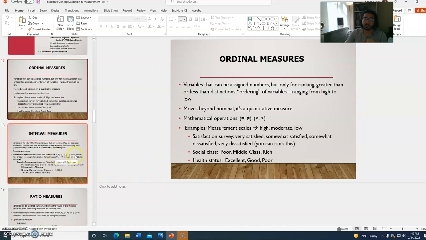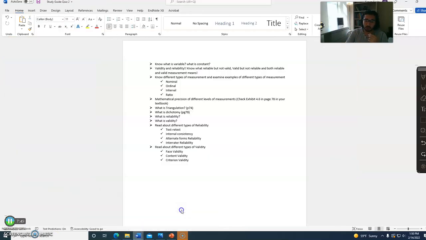And then we have interval and ratio. As we discussed, in interval we don't have a true zero. However, in ratio measurements, we have a true zero. What I want you to do is, as I mentioned, there is a section in your book that talks about the mathematical precision of different levels of measurement. It talks about which of these levels, nominal, ordinal, interval, ratio, has more mathematical precision.